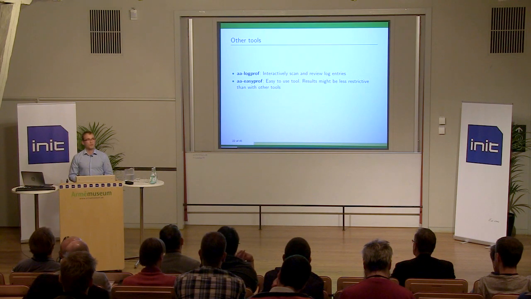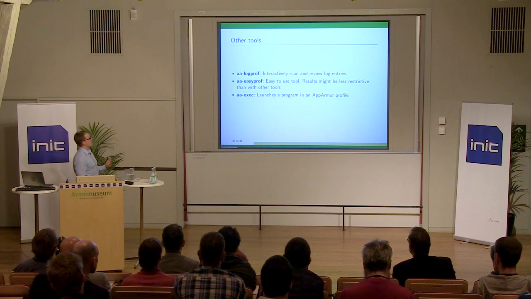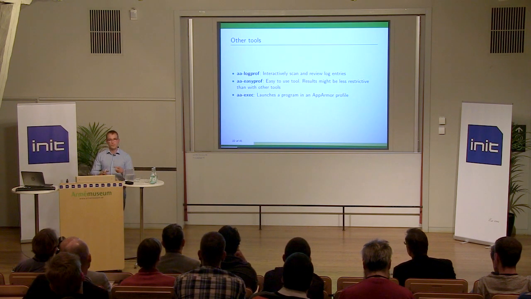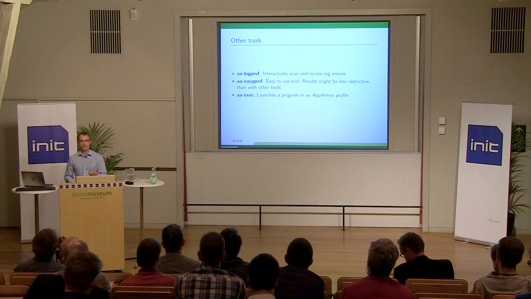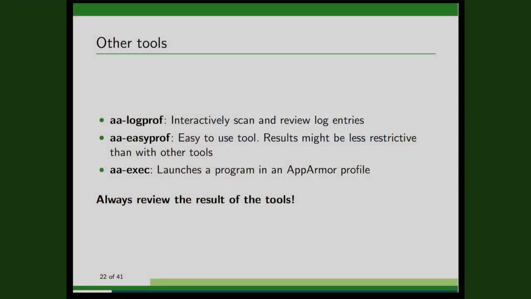So I personally use aa-genprof. aa-easyprof is a little bit easier, but if you do this, then I think it's worth the effort of just doing it right and taking a little bit more effort. And with aa-exec, you're able to launch a program in a specific AppArmor profile. So you saw that you specified a path to the binary as a key to the profile. And if you want to execute a binary in a certain profile and it doesn't match that path, then you can use aa-exec. The most important point with those tools is to always review the results.